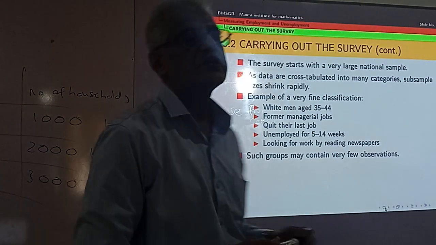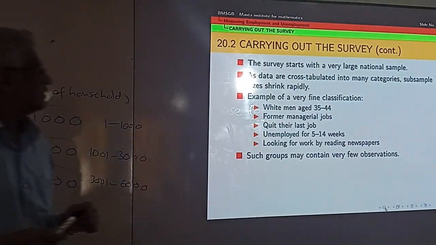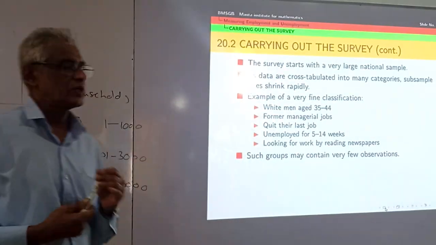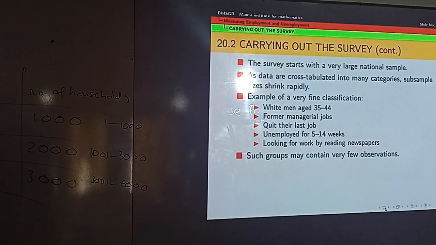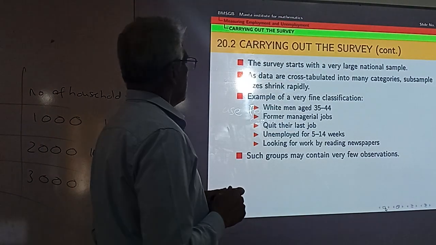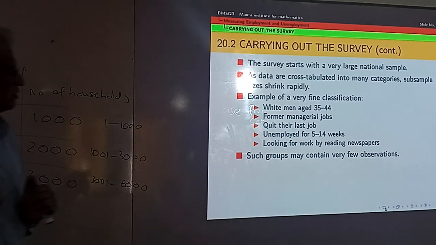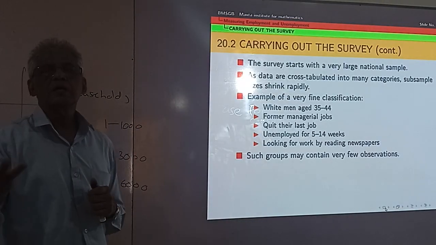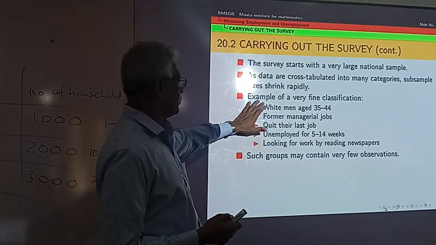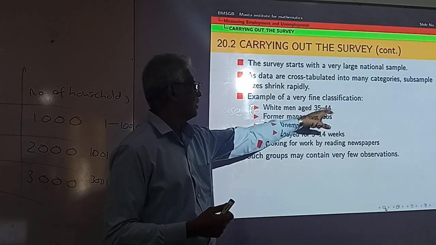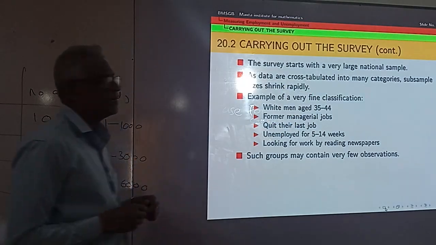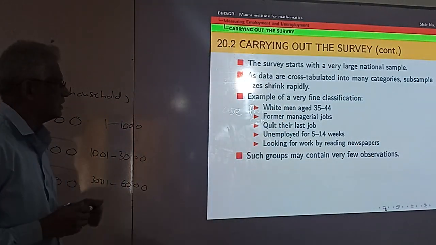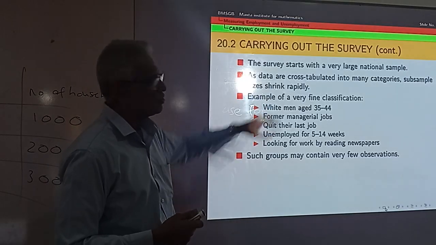Even though the survey started with a very large number in the national survey, of course, a reasonable amount is not available for India. That is one problem. So at the end of it, we had only 55,000, something like that. But now these people publish these estimates. For example, they publish the unemployment rate for a particular group, like white men age 35 to 45 who had former managerial jobs, unemployed for 5 to 15 weeks. They consider variables like this also.